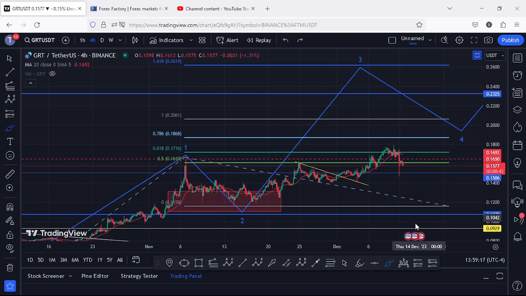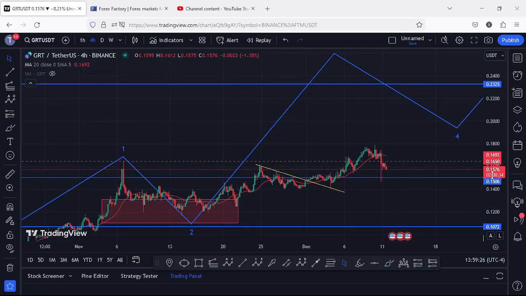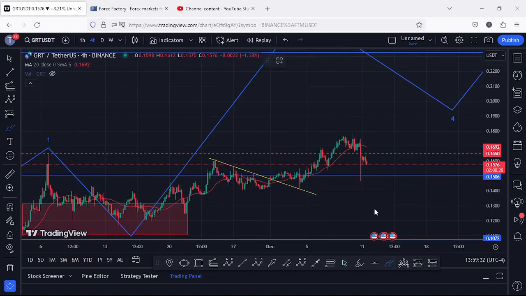Those were my target areas for that wave 3 to the upside, and they still remain my target areas. But for those target areas to be hit, we need to see GRT give us a reversal in the next coming hours and also continue to hold above the $0.1506 mark. And as long as that continues to hold, I'm expecting another bounce back, a break above the $0.16 mark, maybe a retest, a break above the $0.17 mark, which are significant highs for us to get above the $0.2 mark. And with a break above the $0.2 mark, GRT can easily get above the $0.26 mark, giving us the high for that wave 3 to the upside.